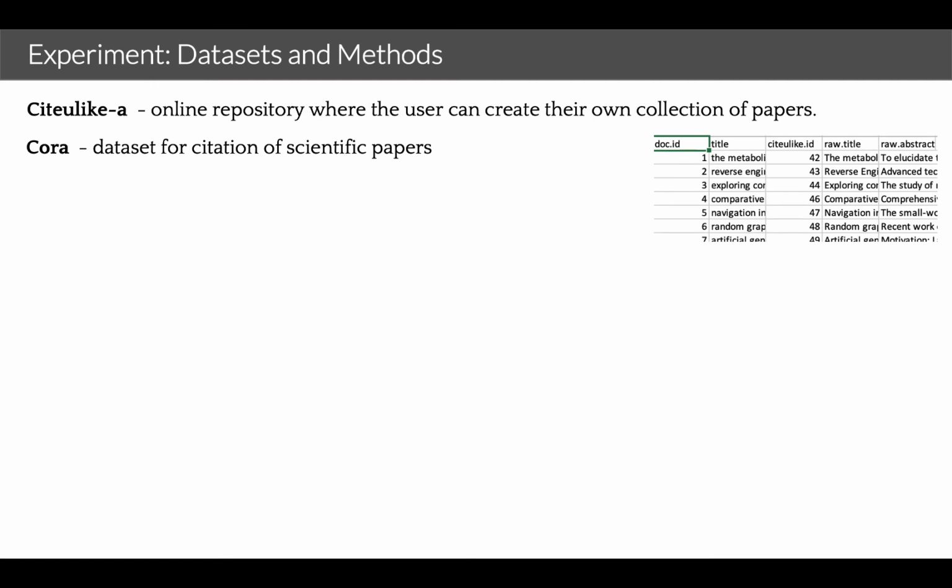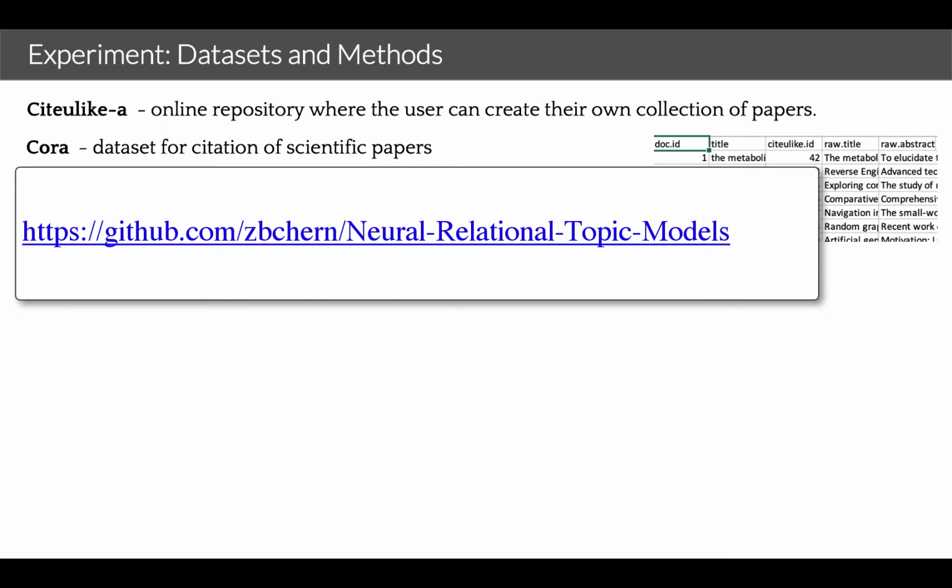To evaluate the new model, two real-world datasets are used, CIKM and Core. CIKM is an online repository that allows users to create their own collection of papers. And Core is another widely used dataset for citation of scientific papers. And on the right, here's an example of CIKM data. By the way, the data and the code are provided on GitHub, and the link is in the paper by et al. 2018.